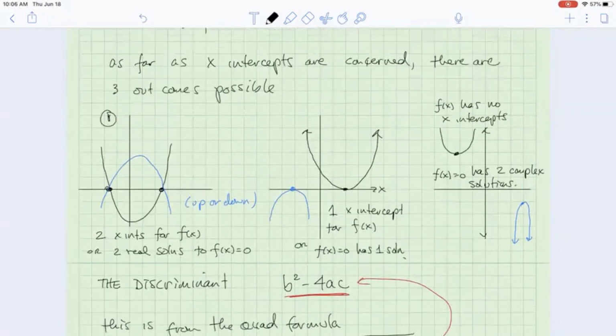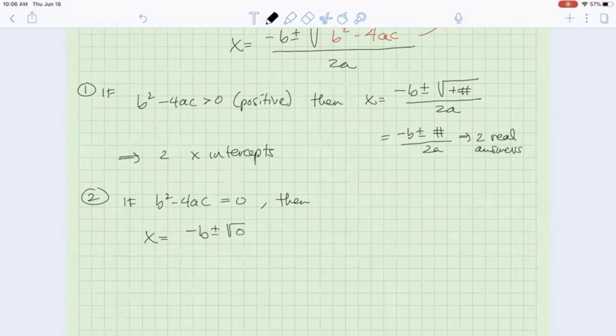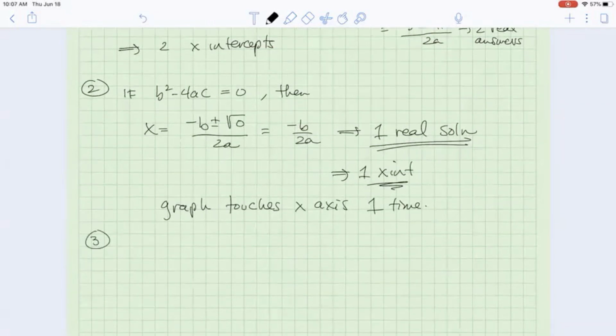Option 2, which is this second scenario, is if b squared minus 4ac is equal to 0, then x is equal to negative b plus or minus the square root of 0 over 2a, which is just negative b over 2a, and there is one real solution, which means that there is one x-intercept, or the graph touches the x-axis one time.